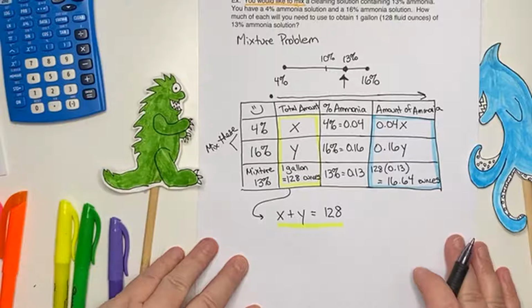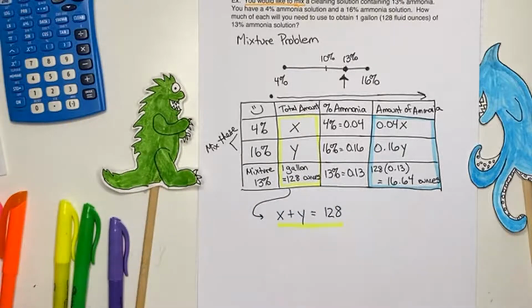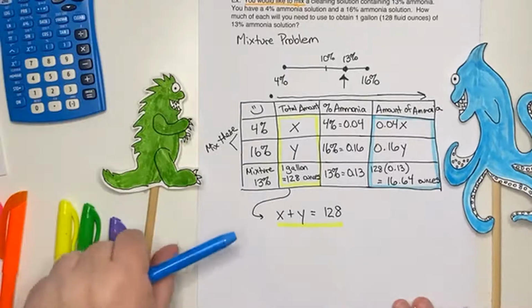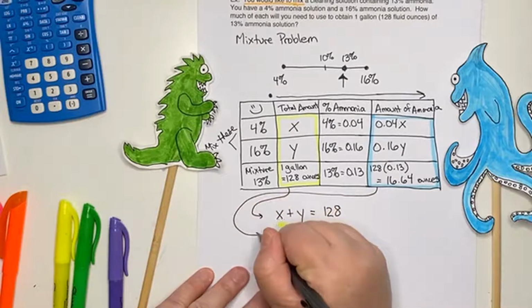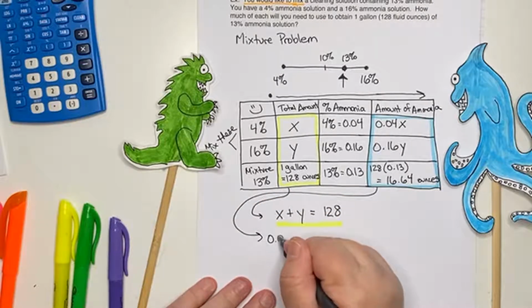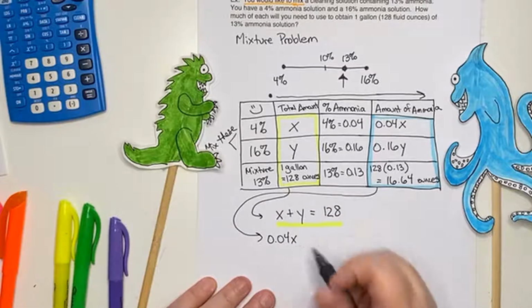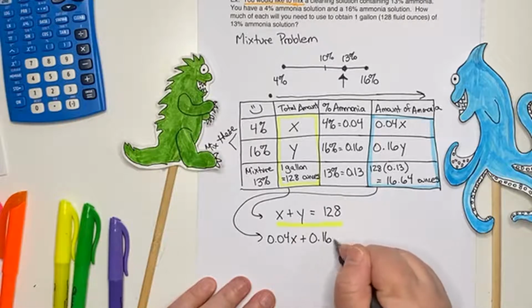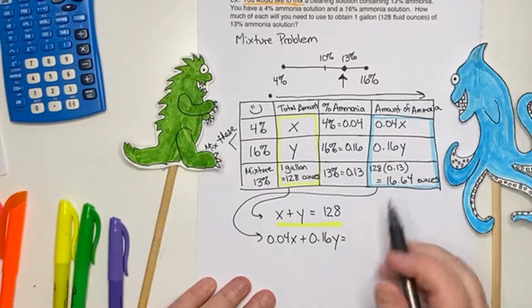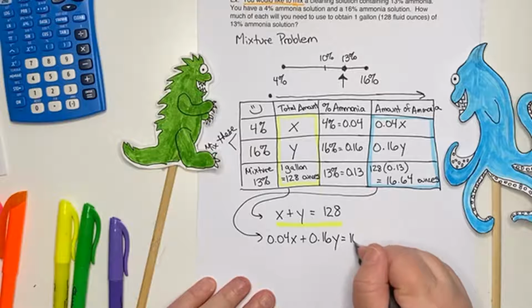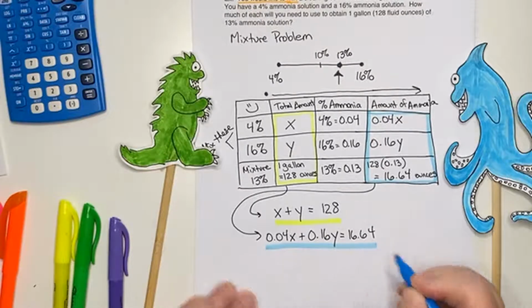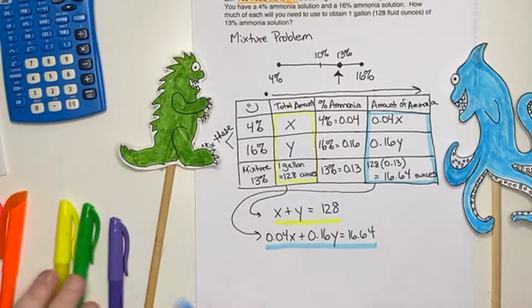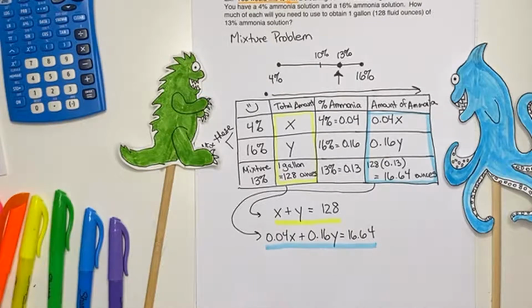Take a deep breath. Get some hydration, right? Make sure your friends are close by. Hello, Sharktopus. Hello, Godzilla. Okay, and then I'm going to use this one here. 0.04x, so 4% of x, plus 0.16y equals, and remember we're multiplying, so here I don't get 128, I get just the ammonia, 16.64. And that's the blue equation. And now we are home free. By which I mean, now we've set up the problem so we can actually solve it.